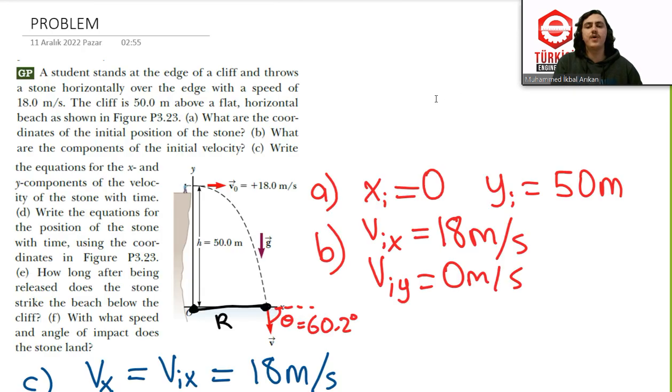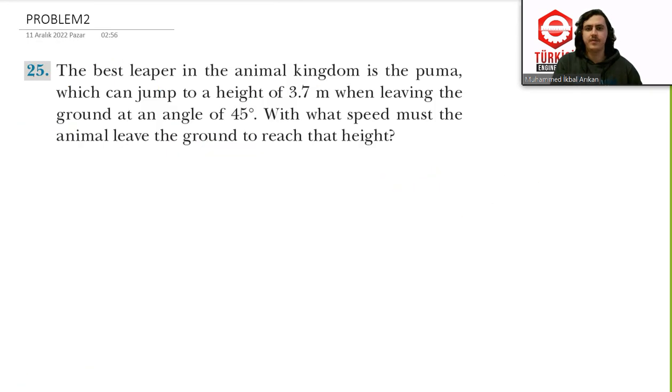Let's solve one more question in this video. The best leaper in the animal kingdom is the puma, which can jump to a height of 3.7 meters when leaving the ground at an angle of 45 degrees. With what speed must the animal leave the ground to reach that height? Actually, cool question, good question.